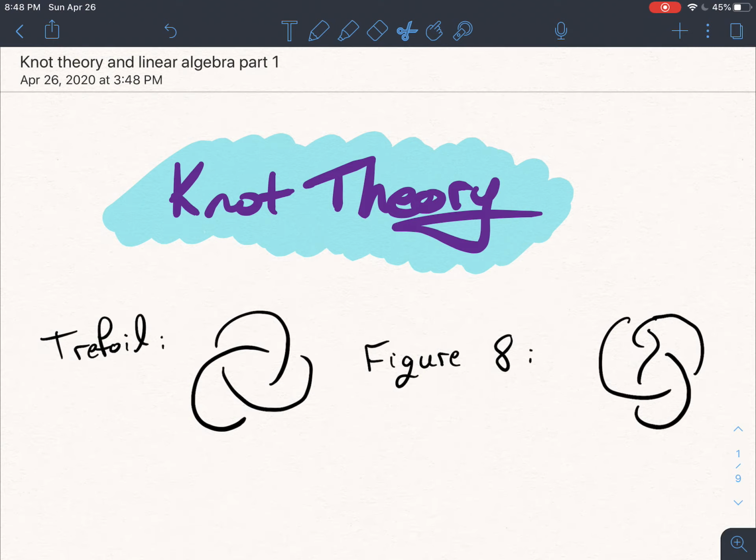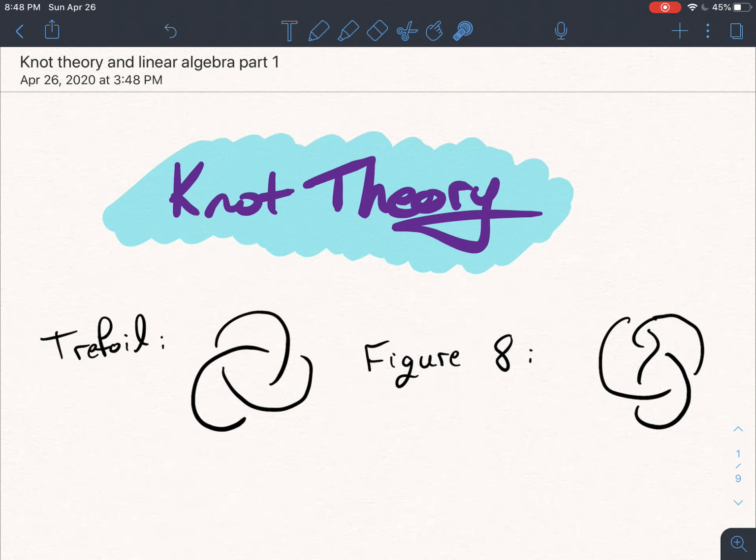Today we're going to talk about one of my favorite subjects in math, and that is called knot theory. The idea of knot theory is to be able to differentiate knots from one another. What is a knot? Let's get a slightly precise definition here. A knot, you could think of it as a simple closed curve in R3.